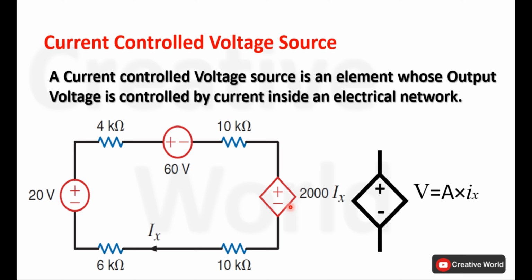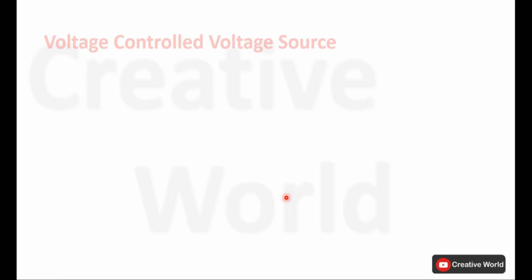An example of current controlled voltage source is shown here. Voltage across this dependent source is equal to 2000 multiplied by Ix, and Ix is the current through this loop. If any change occurs in the value of Ix, the output voltage of this dependent source will also change. Last one is voltage controlled voltage source.